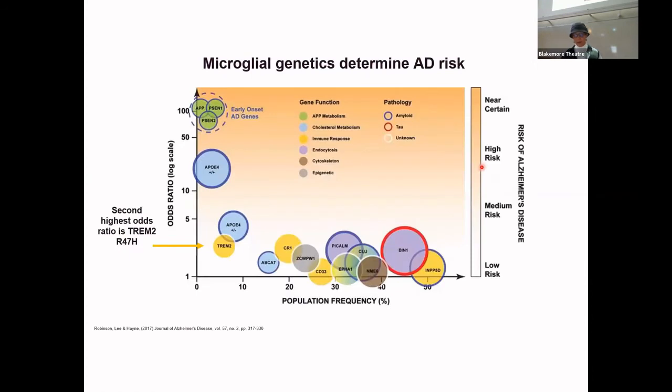I will talk to you a little bit about TREM2. So you've seen a more elaborate version of this from Noel's talk. It shows where TREM2 lies in terms of the population frequency and the relative risk of the R47H mutation for the risk of Alzheimer's disease. And you'll also notice from the color coding that several other of these genes are also involved in immune responses, as I described at the beginning of the talk.